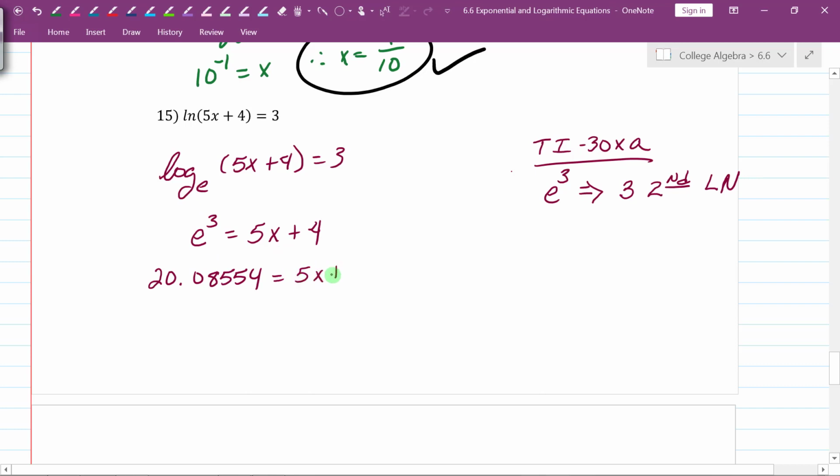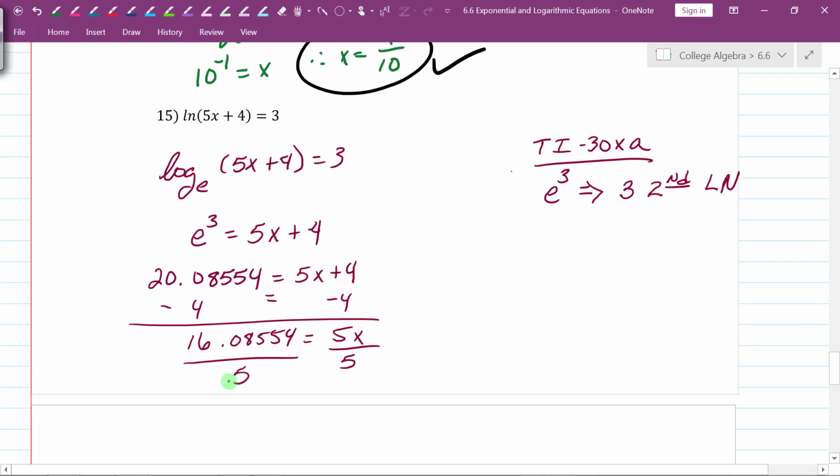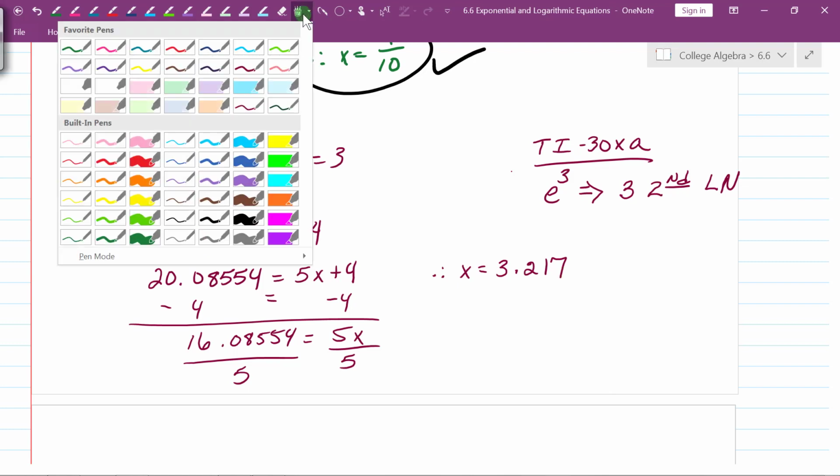So now that we know that that's what e cubed is equal to, we can set that equal to 5x plus 4. We're solving for x, so we'll subtract 4 from both sides. And so 20.08554 minus 4 is equal to 16.08554, which is equal to 5x. We're solving for x, so we're going to divide both sides through by 5. So hit divide by 5, and I get therefore x is equal to 3.217.